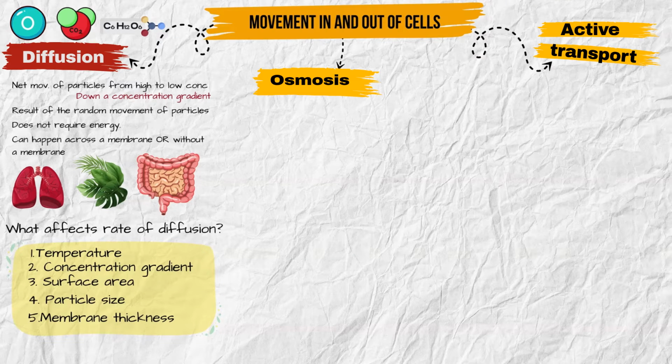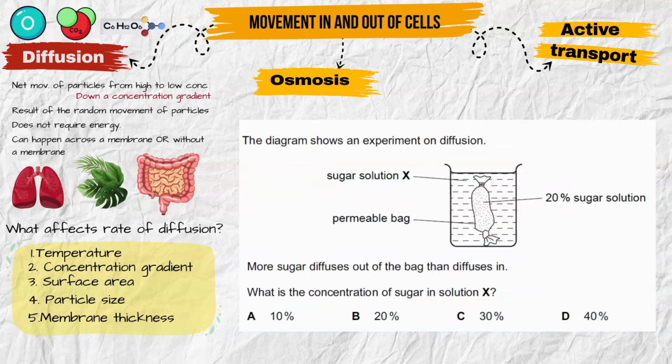Let's walk through classic MCQ examples from real exams. First one, a diagram shows a sugar solution experiment. Inside the bag, 20% sugar solution. Outside, unknown solution X. The question says, more sugar diffuses out of the bag. Think like this: where is the high concentration? Inside. So sugar moved from inside to outside.